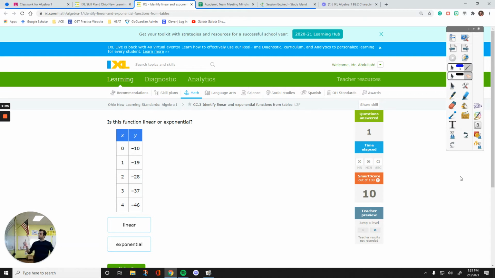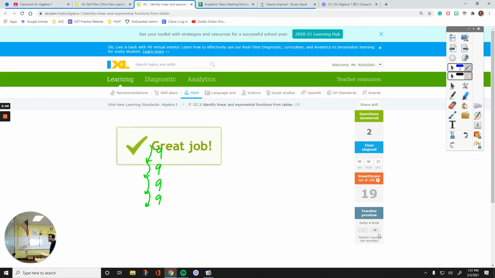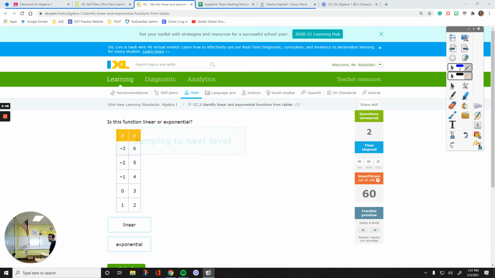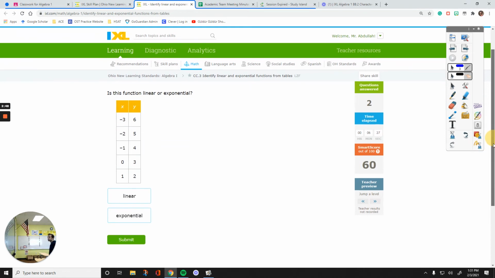Let's check this one out. Check the first differences. Right here, the difference is 9 or -9, doesn't matter. It's 9 again. The difference is 9. So since they're all equal, we are dealing with a linear function. That's how simple this assignment is. Let's skip a level and see if the question gets any harder.